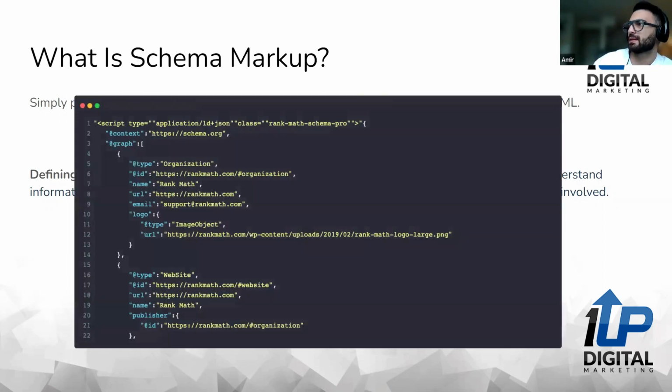So this is an example of what a schema markup would look like in the code format. Normally, we won't need to use the code format because we use Rank Math to implement these.